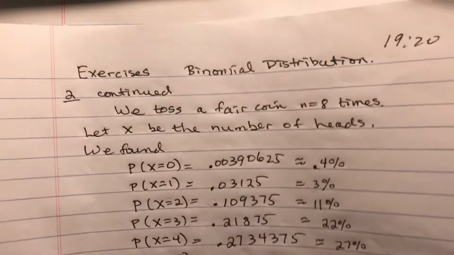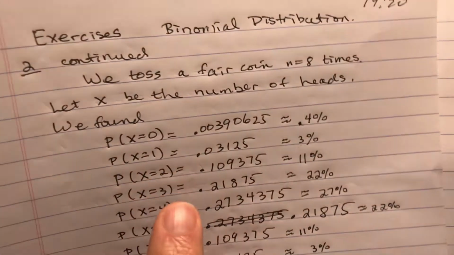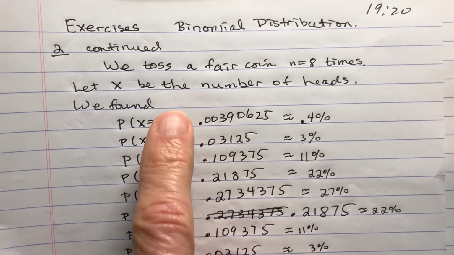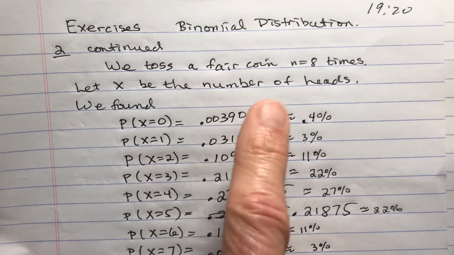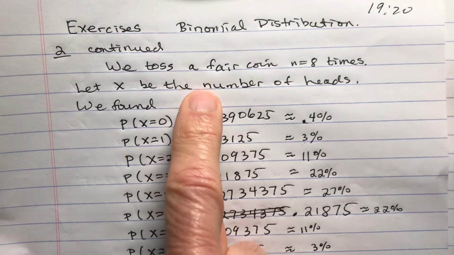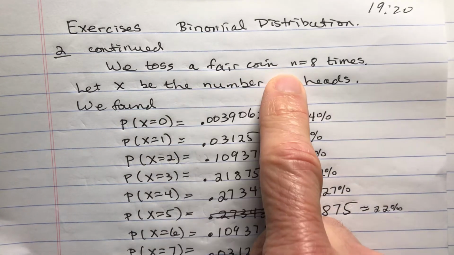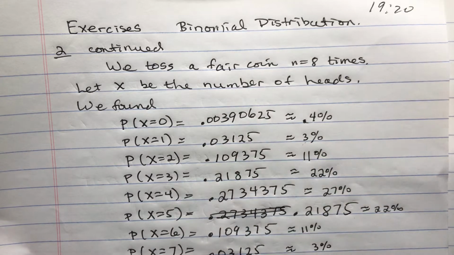Okay, in this video, what I'm going to do is recycle stuff from an older video. What we're going to do here is talk about the binomial distribution. What that refers to specifically, I'm going to be specific, is the situation where you toss a coin 8 times.